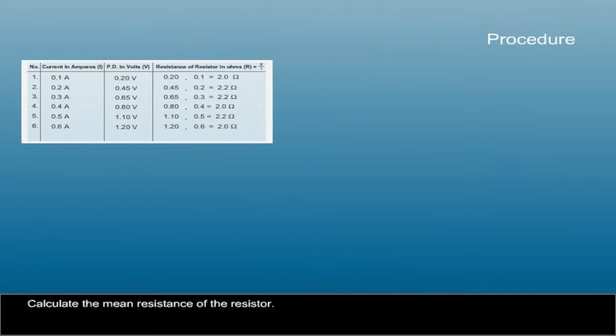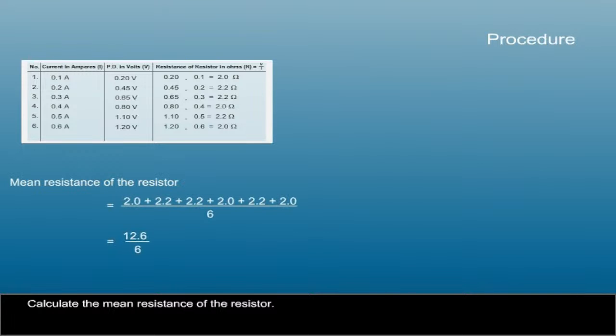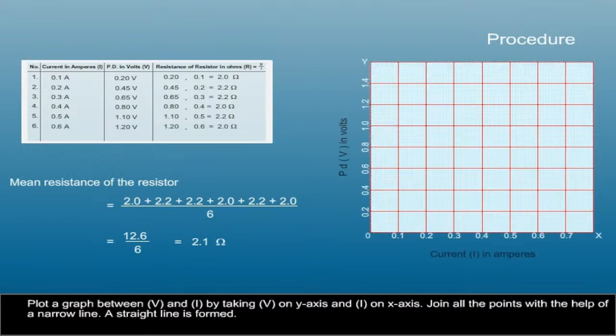Calculate the mean resistance of the resistor. Mean resistance of the resistor equals total of the resistance in each case upon number of cases. Plot a graph between V and I by taking V on the y-axis and I on the x-axis. Join all the points with the help of a narrow line. A straight line is formed.